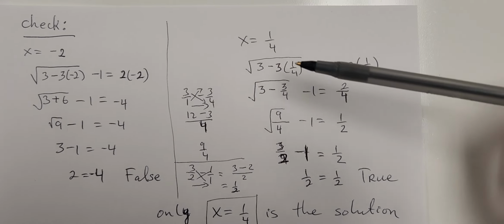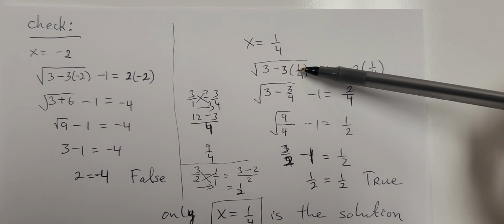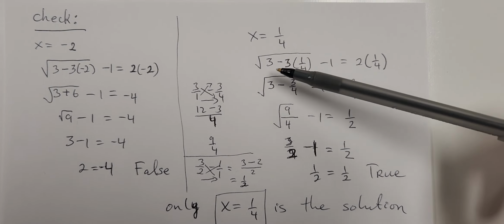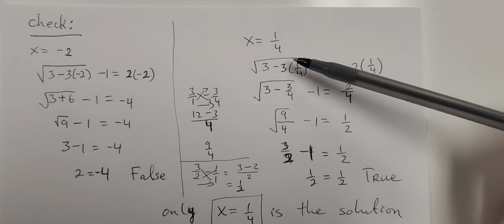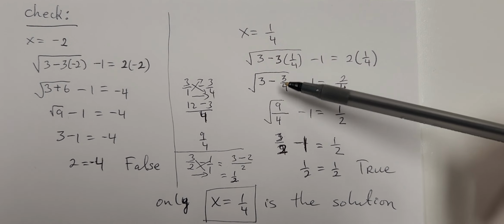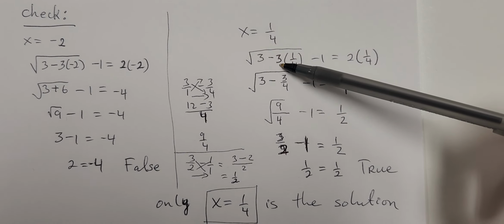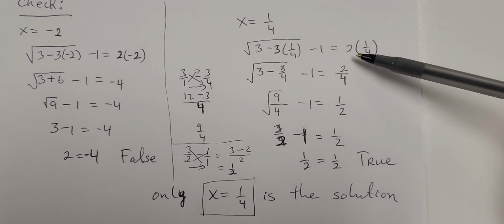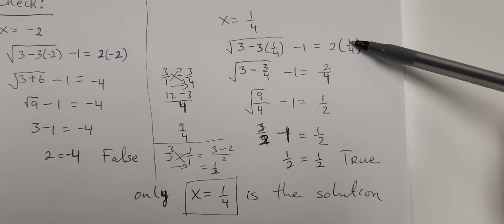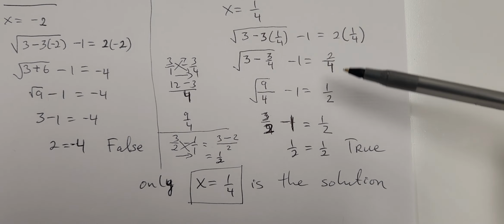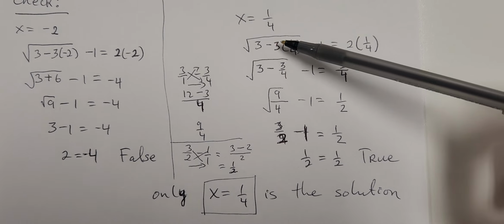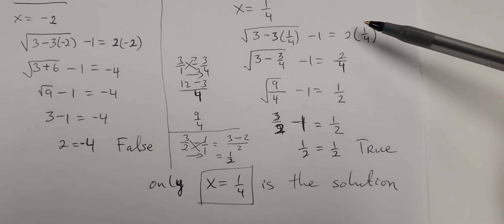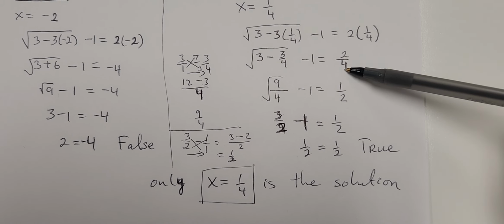So plug it in. This right here used to be the x. This right here used to be an x. So just plug it in. Bring down the 3. 3 times 1 gives me 3, and so it's 3/4. Same thing over here. 2 times 1 gives me 2/4. So just multiply across. 3 times 1 gives me this 3/4. 2 times 1 gives me this 2/4.